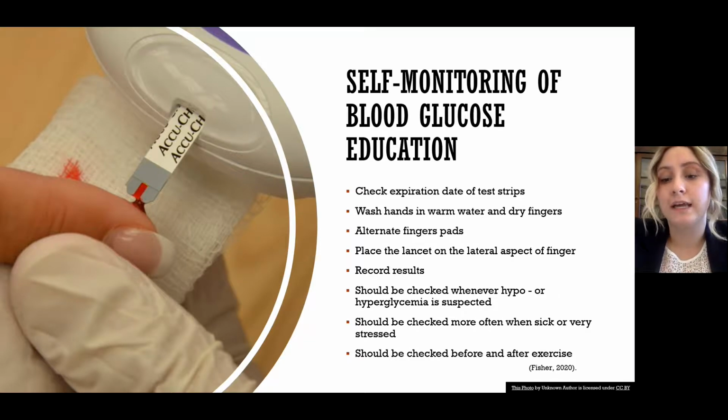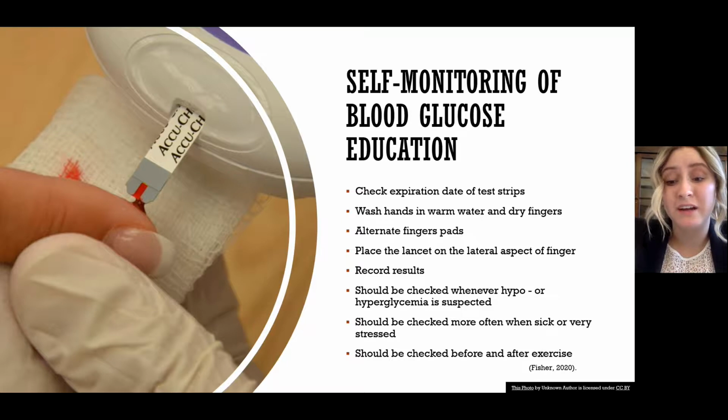Because if a patient is sick, they should be checking their sugar more often, like every 2 to 3 hours in a day if they're sick. So they might be sticking a lot of fingers, or a caregiver might, or you might. It just kind of depends on the situation.